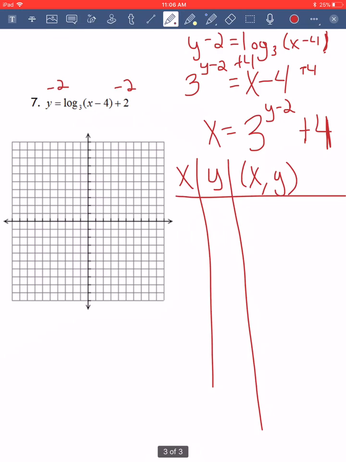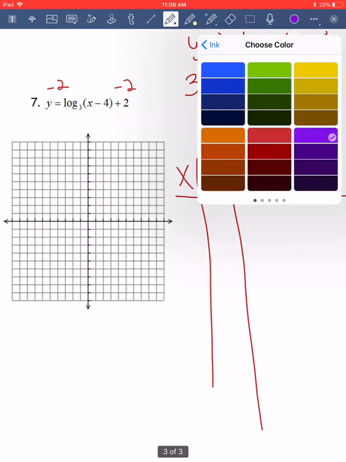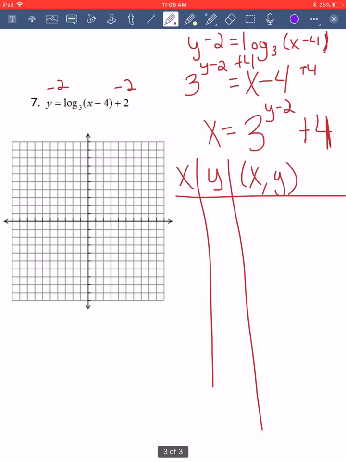And a really smart place to start is with positive 2. Because whatever I plug in for y, I'm going to be subtracting 2 from. So if I plug in a positive 2, 2 minus 2 is 0. 3 to the 0 power is 1, and then 1 plus 4 is 5. So I have a point at 5, 2. And if you're wondering how I know what to do, I'm using order of operations.